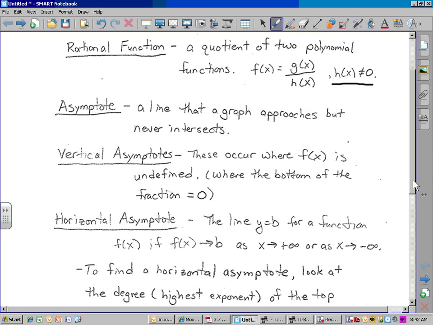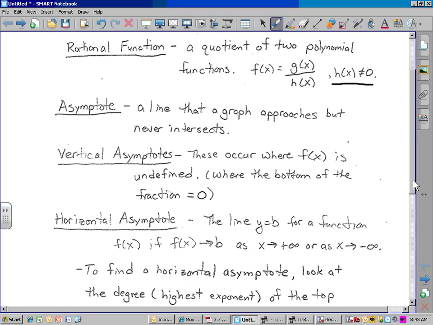Vertical asymptote. These occur where f of x is undefined. In other words, where the bottom of the fraction is equal to 0. So when we're talking about a discontinuity, the zeros on the bottom, or anything that causes 0 on the bottom, will tell us a type of discontinuity. Okay? If the factor that caused the 0 on the bottom does not cancel out, then we call that an infinite discontinuity. In other words, the graph breaks at the infinities.